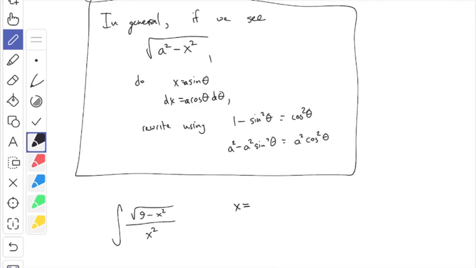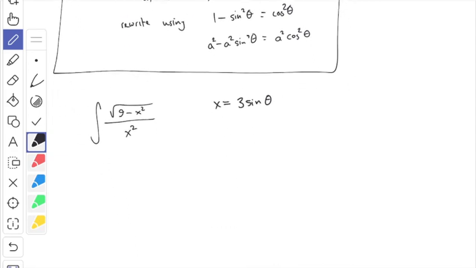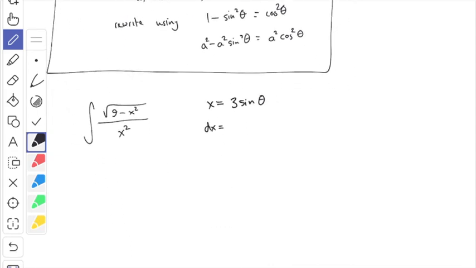But in general, if it's a squared, you put a in the substitution. So here I see 9 minus x squared, 9 being 3 squared. The appropriate substitution to do is x equals 3 sine theta. And that means dx equals 3 cosine theta d theta. And I'm going to plug all this stuff in. We don't have to worry about translating the boundary values because there are no boundary values.